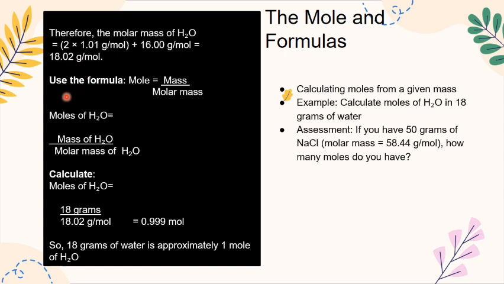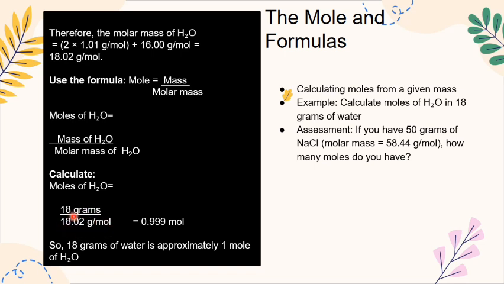So we have this formula to calculate mole, which is mole is equal to mass over molar mass. Remember, from the question we are asked to calculate mole. We have been given mass, which is what? 18 grams, and we have calculated our molar mass, which is 18.02 grams per mole. So the rest is just for us to substitute the values. So we have mole of water is equal to 18 grams divided by 18.02 grams per mole.